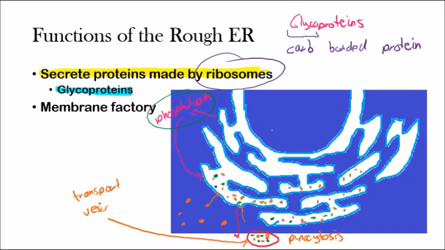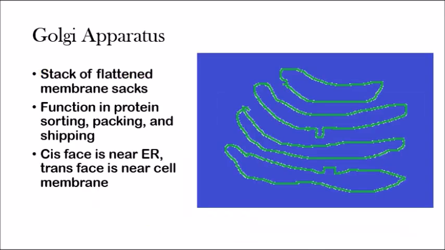That transport vesicle is going to go and fuse with the next part of the endomembrane system, the Golgi apparatus. So the Golgi apparatus, what does it do? It manages, it ships, and it sorts materials within the cell. Notice, it manages, ships, and sorts material in the cell.